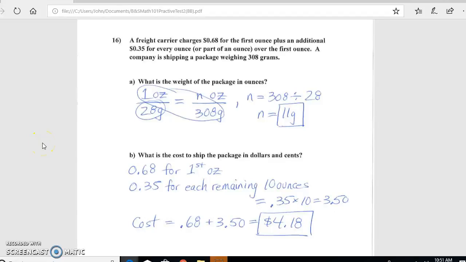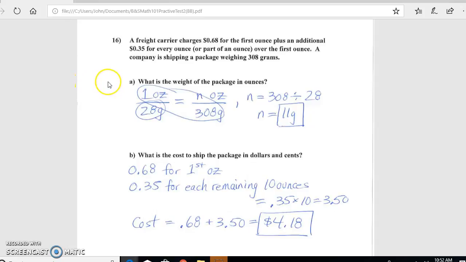This is the practice test for measurements. Here we're working on problem number 16. The problem says a freight carrier charges 68 cents for the first ounce plus an additional 35 cents for every ounce or part of an ounce over the first ounce. A company is shipping a package weighing 308 grams.